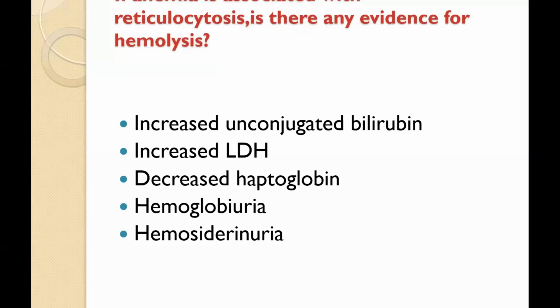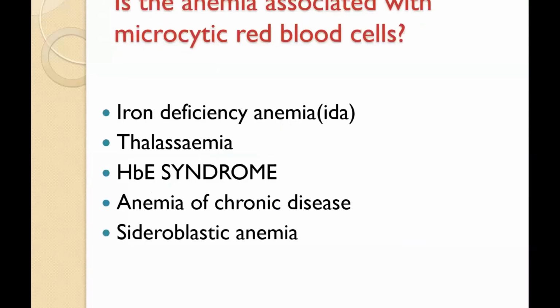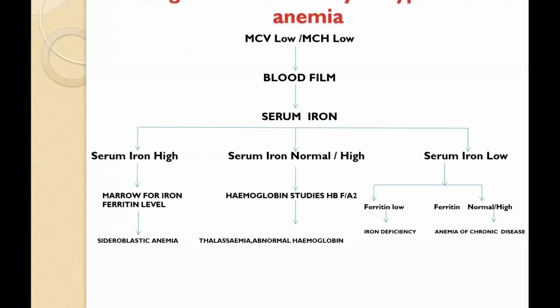For hemolysis, as we discussed, we check unconjugated hyperbilirubinemia, LDH, haptoglobin, and whether there is any hemoglobinuria or hemosiderinuria or not. If the retic is low, we have to see whether there are macrocytes, microcytes, or normocytes. As we discussed, these are the different causes of microcytosis.